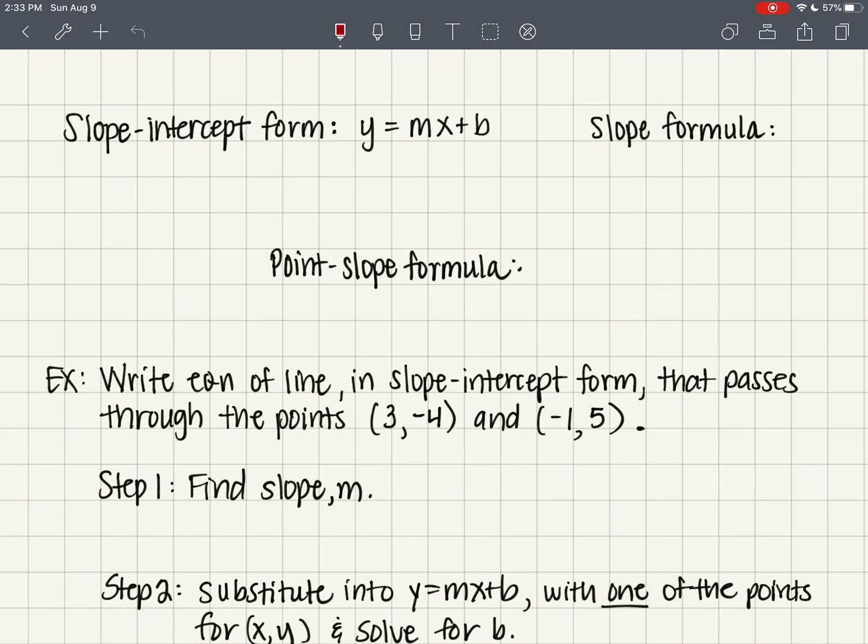Slope-intercept form of a linear function is y equals mx plus b. And we call it slope-intercept form because the coefficient of x is your slope when written in this form, and the constant that you're adding to your variable term is your y-intercept. So it's the value of your y-intercept. Slope-intercept form.